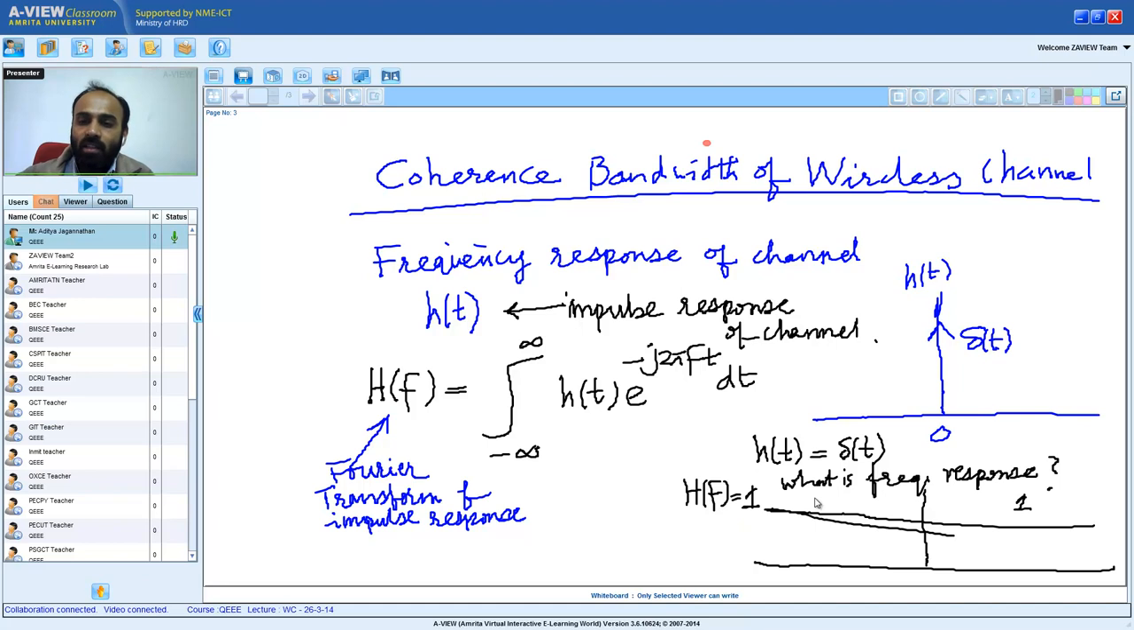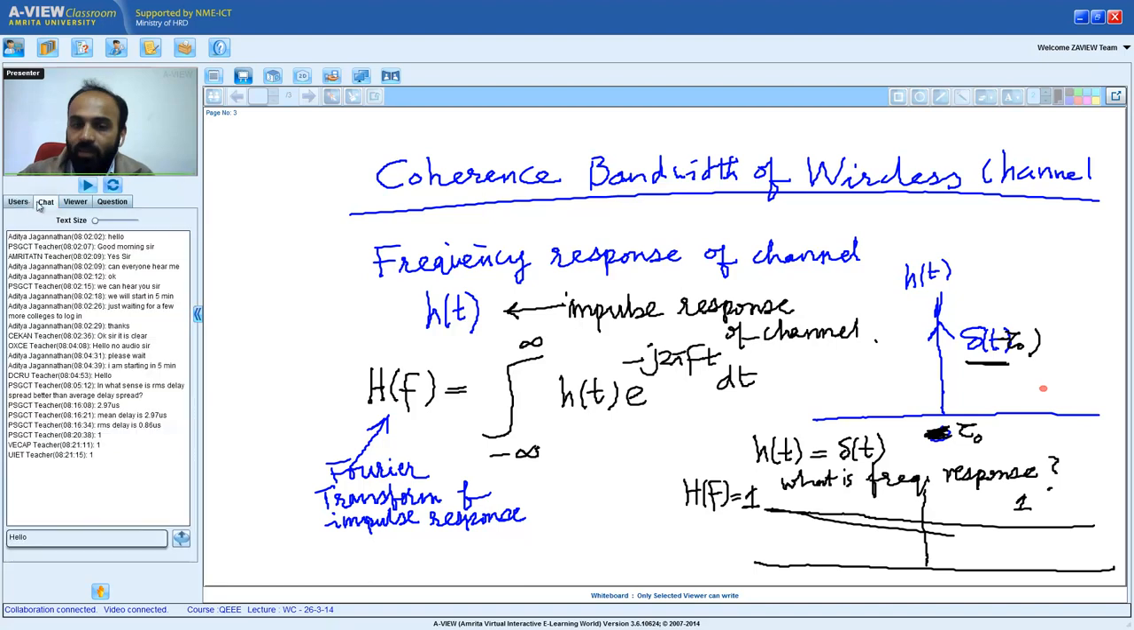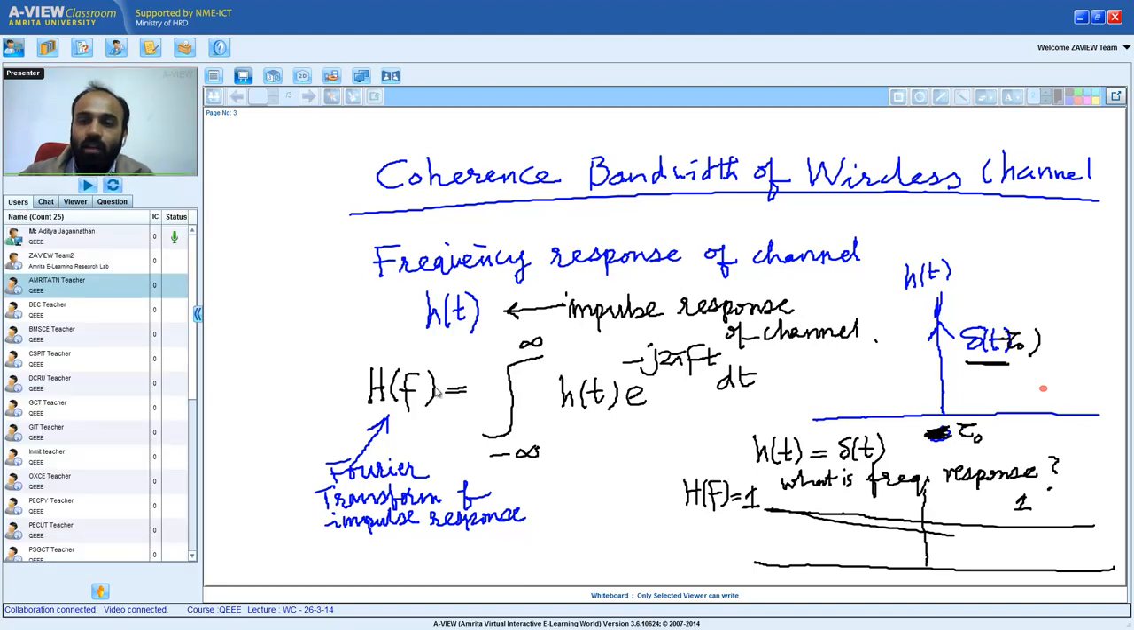Now let's change this slightly. Let's say I still have the impulse, but not at 0, but at some delay tau naught. That is, what I have is delta(t minus tau naught). And this is more realistic. I do not have 0 delay, but I have some delay between the transmit signal and the received signal. That is what delta(t minus tau naught) is.